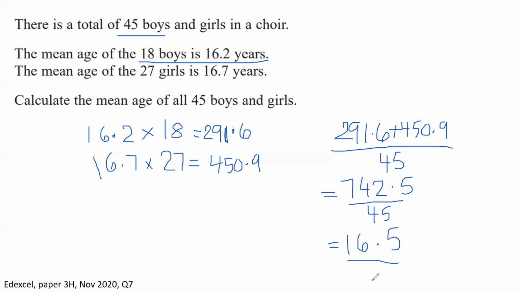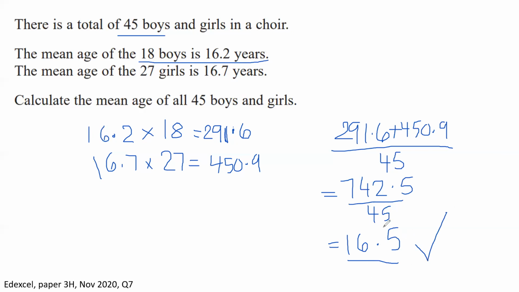But again, with all of these questions, I do encourage you to go back and check that this answer does make sense. We know that we've got 18 boys and the average age is 16.2. We've got 27 girls, the average age is 16.7. So we're going to be expecting the mean age for the total of all the children to be somewhere between 16.2 and 16.7. And because there are more girls, it will likely be a bit closer to their average age, so slightly closer to 16.7, which means that this answer is most likely to be correct.